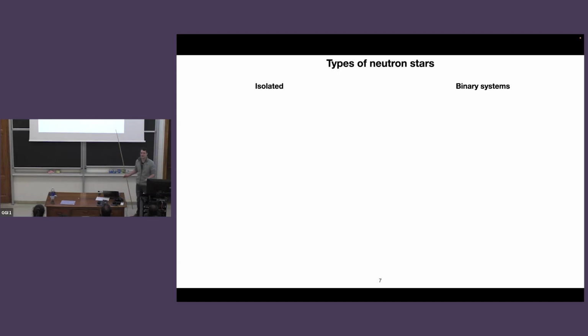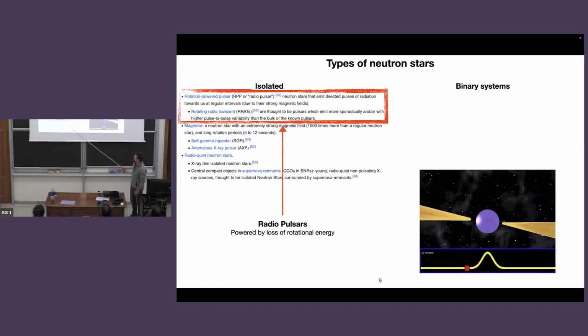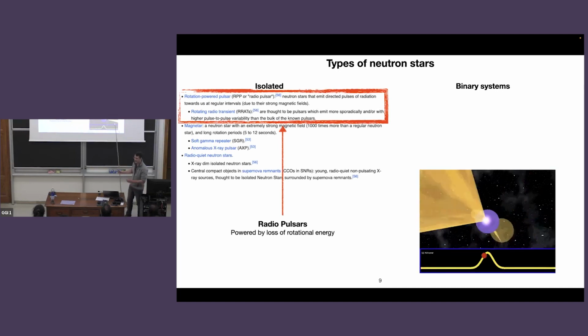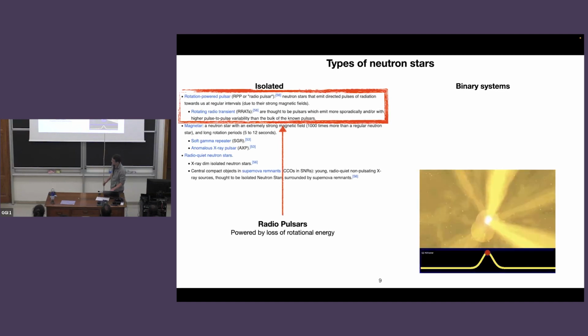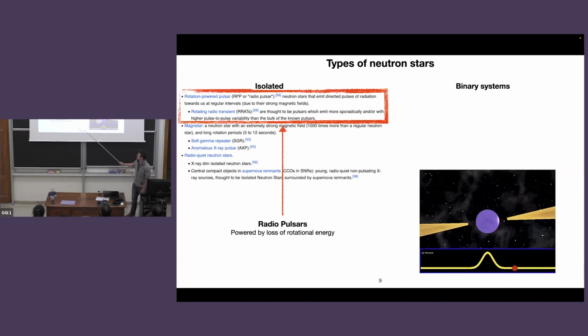Now, there are a couple of different types of neutron stars. Generally, you can divide them into isolated ones and those that live in binary systems. Luckily, Wikipedia has a relatively good summary of all the different types and subtypes of neutron stars that we know of. The main categories are, first, radio pulsars. They rotate about once every couple of seconds and emit a lot of radio emission, and this emission is typically powered by the loss of rotational energy.